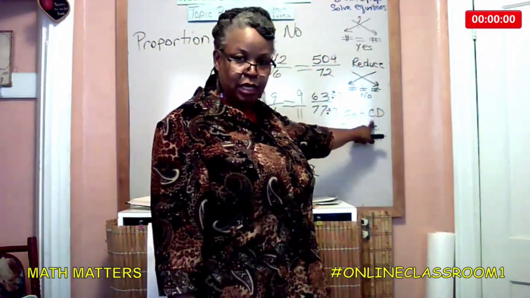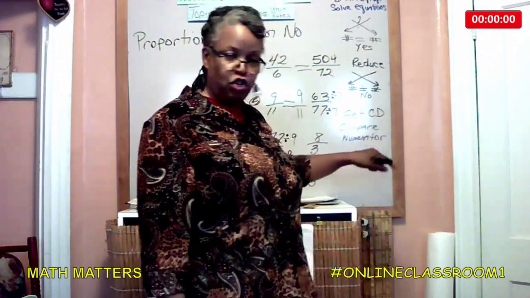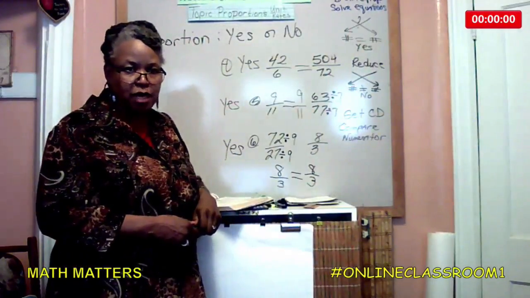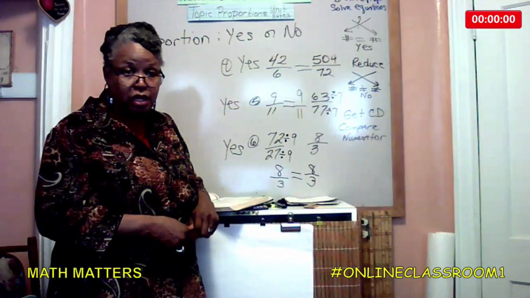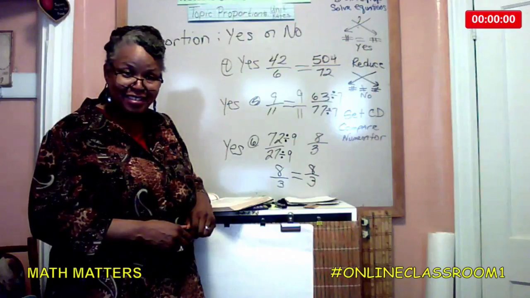You can get a common denominator, and then compare the numerators. So there's several ways of determining whether you have a proportion based on your ratios. That's why we call it ratio and proportion.